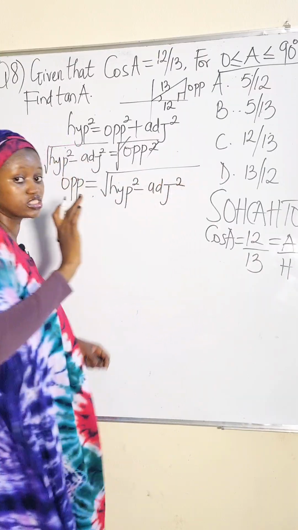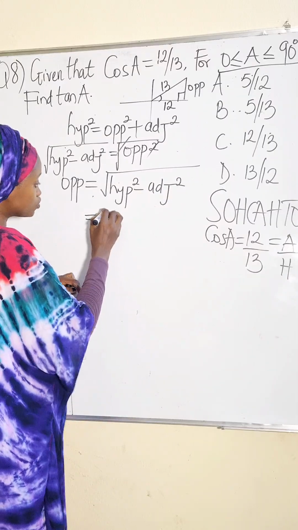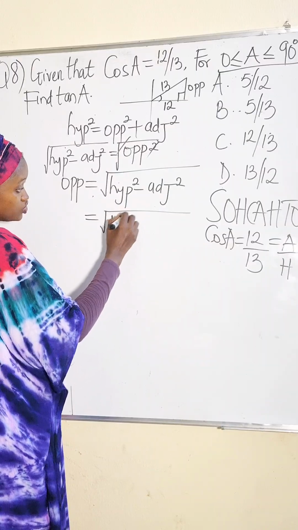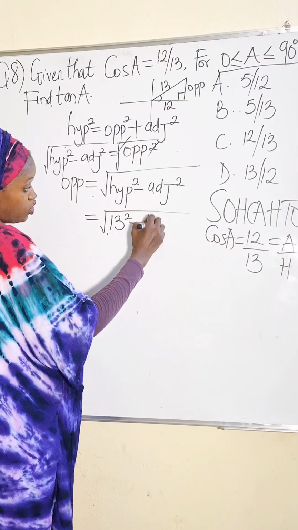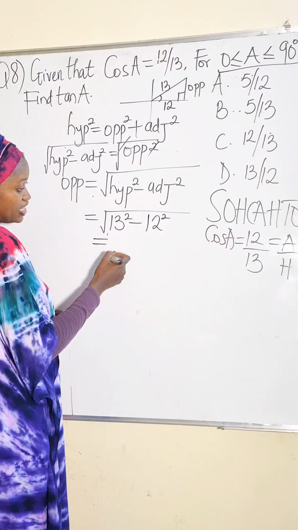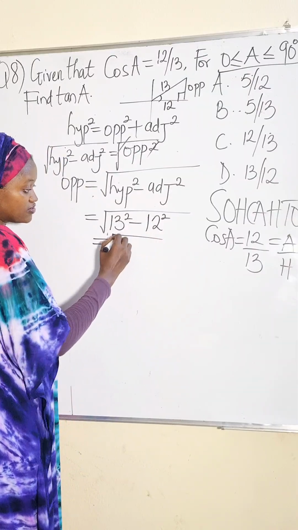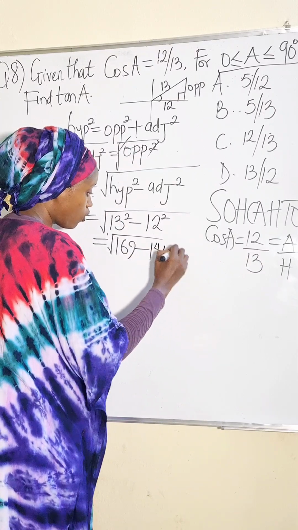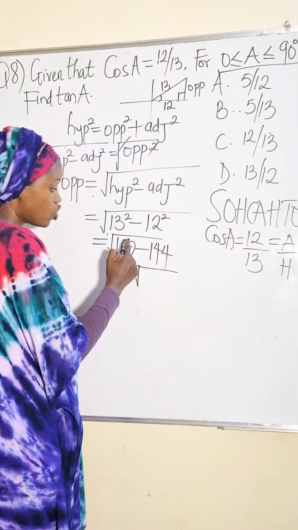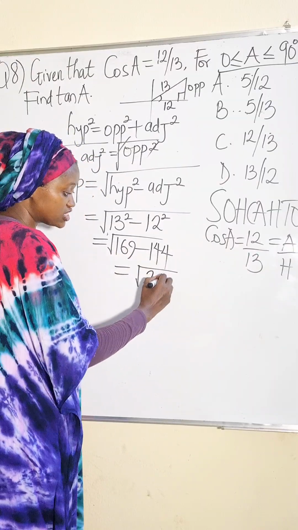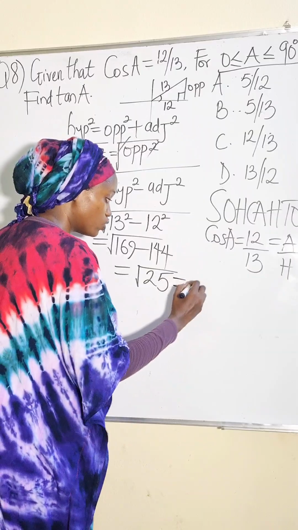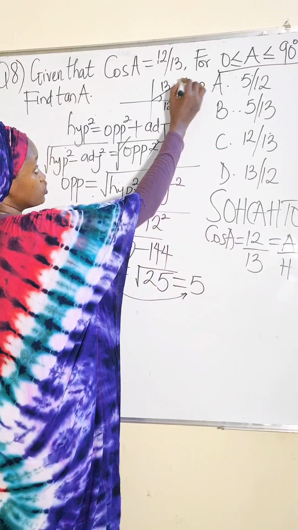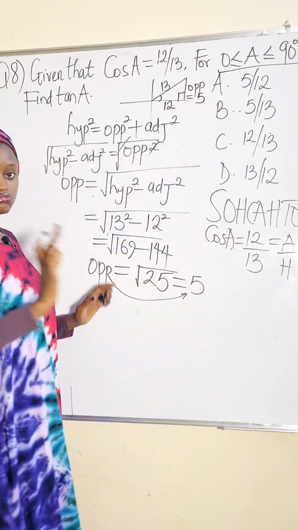So all we are doing at this point is substitution. This is equal to the square root of the hypotenuse, which is 13 square, minus the adjacent, which is 12 square. Simplifying, 13 square gives us 169 minus 12 square gives us 144. So this is equal to the square root of 169 minus 144, which is 25. Square root of 25 is equal to 5. So that means the value for the opposite is 5. We are done with that.